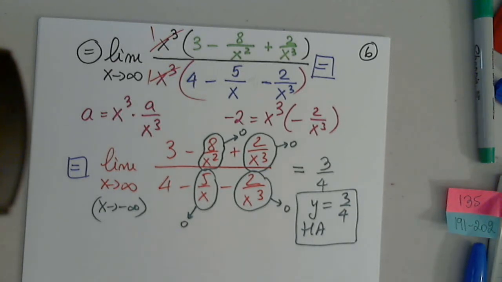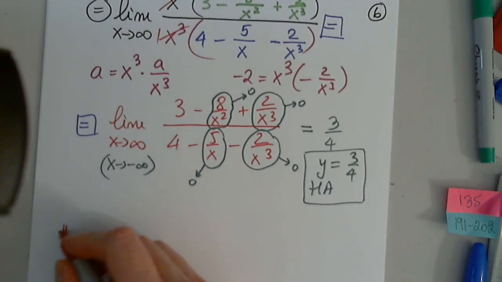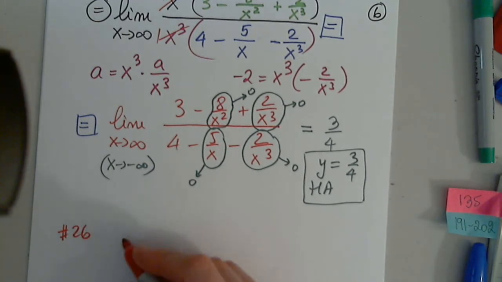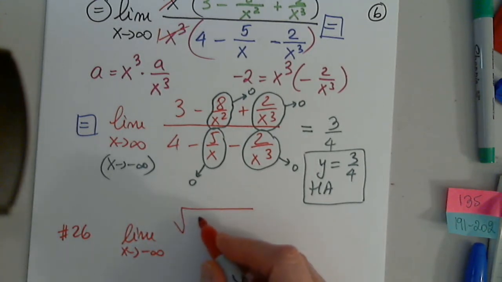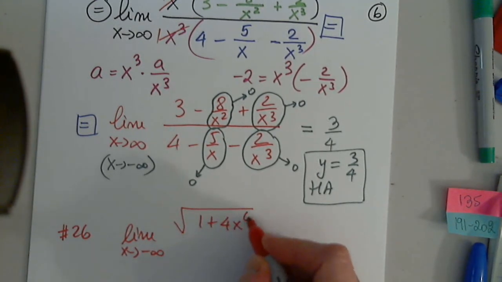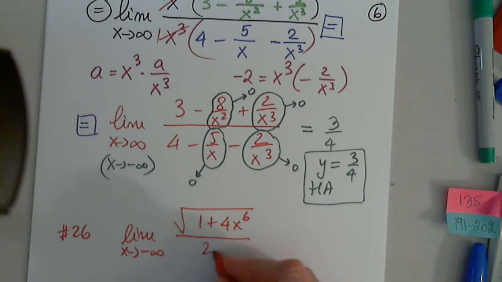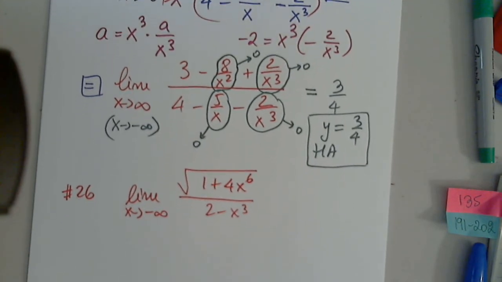Perfect. So in 26, we have the limit as x approaches negative infinity of the square root of 1 plus 4x to the sixth over 2 minus x cubed.